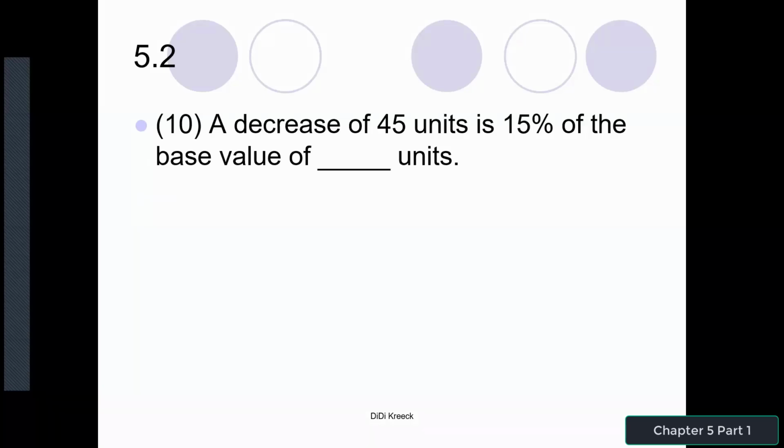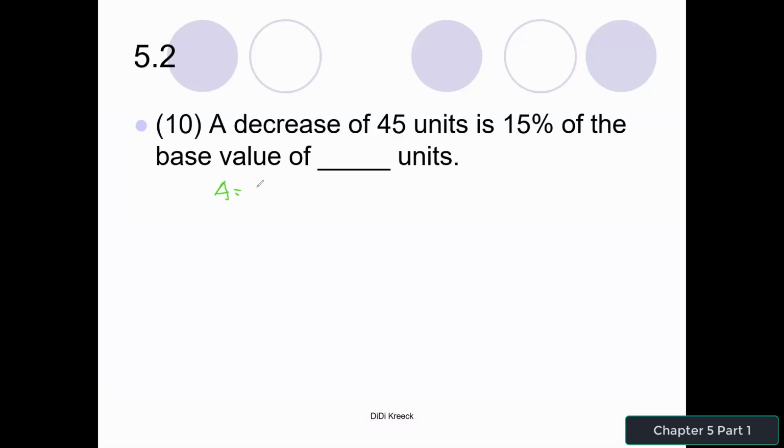The other example: if I have a decrease of 45 units, and that 45 decreased units is 15% of the base value of what unit? Okay, so this one is a different example. I have a decreased amount, which is 45, and that 45 decreased amount is 15%. So I have a percent of 15% representing that decreased amount. We need to find the base value, because the base value of what units is not given. So find base.